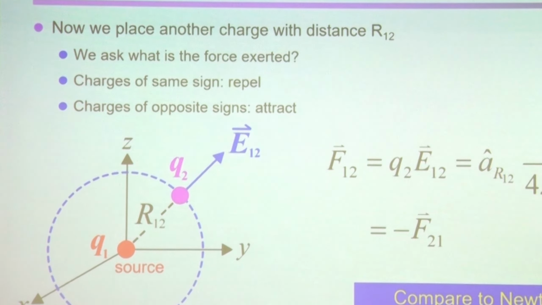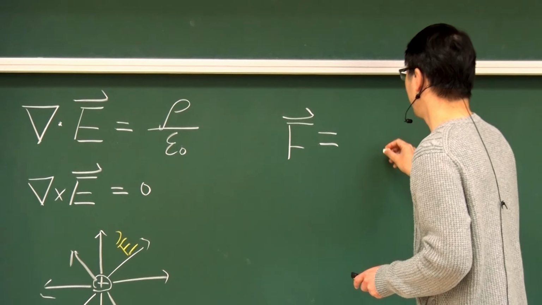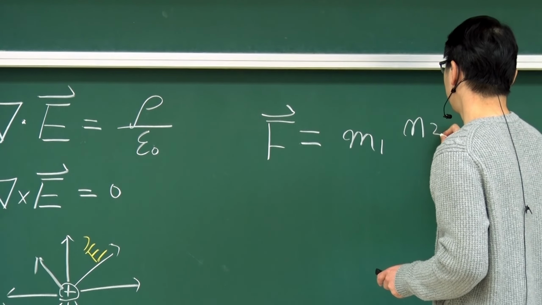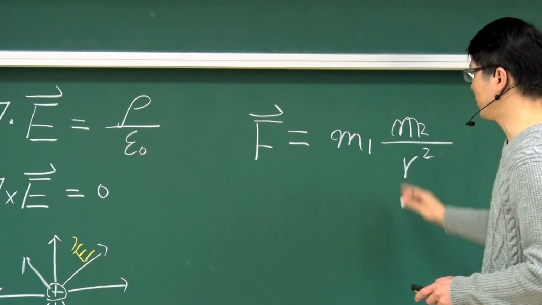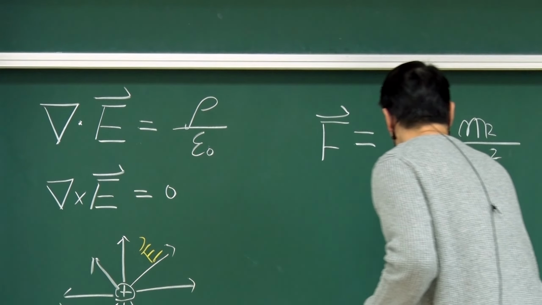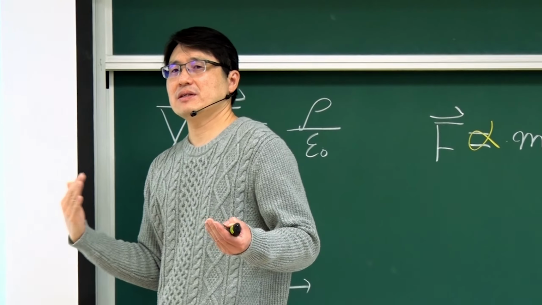So now try to refresh your memory. You must be scratching your heads. F equal to m1 m2 over r squared, right? You might have some coefficient, so let me just write proportional. They are basically the same.